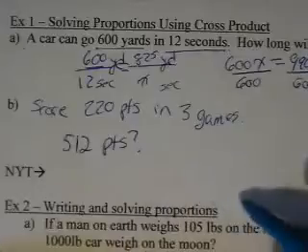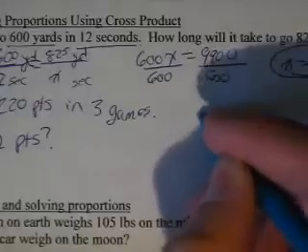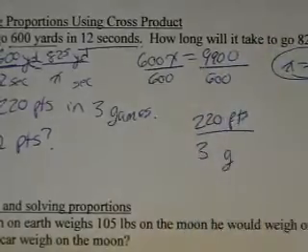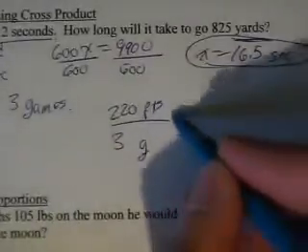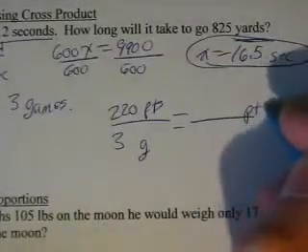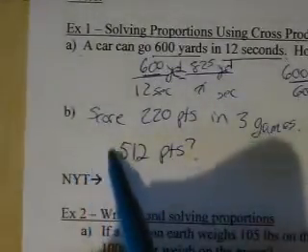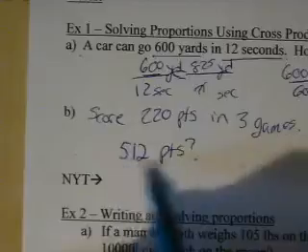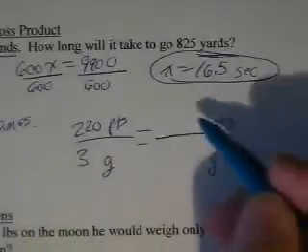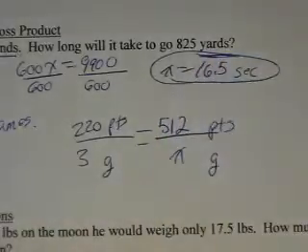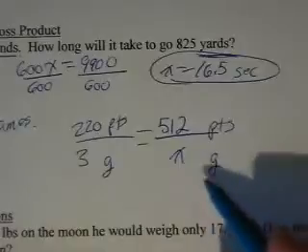Okay, let's see how we did. First sentence gives you everything you need for the first part. So 220 points in 3 games. Notice the ratio includes your units. Points, games. How many games would it take to bowl 512 points? 512 points. This would be your variable. How many games? X games.